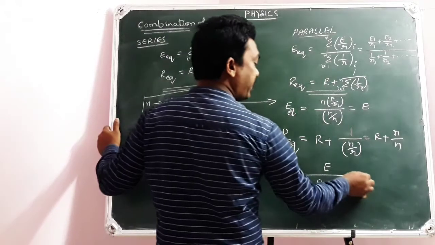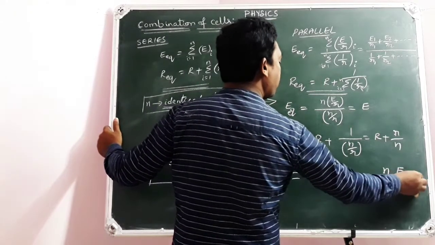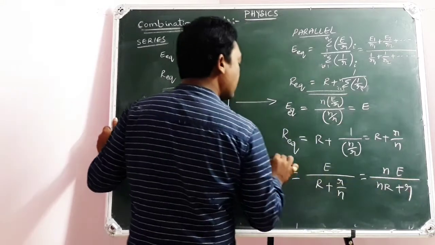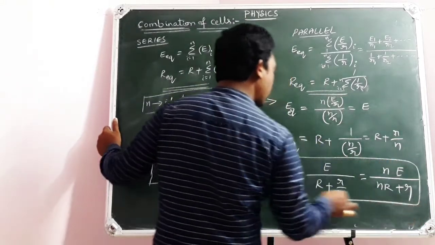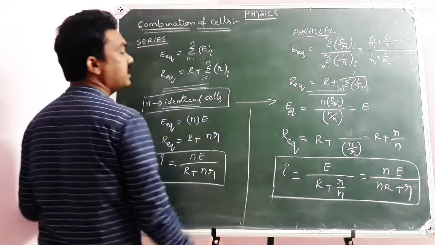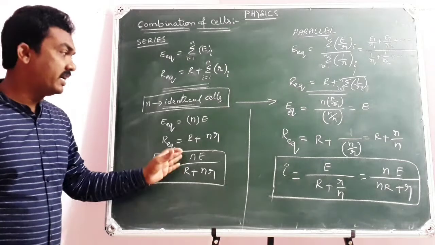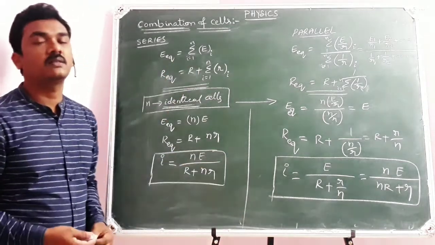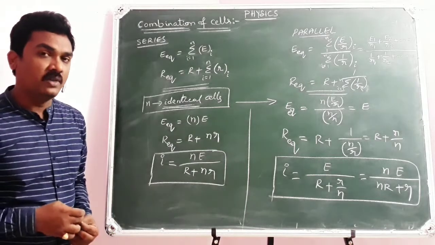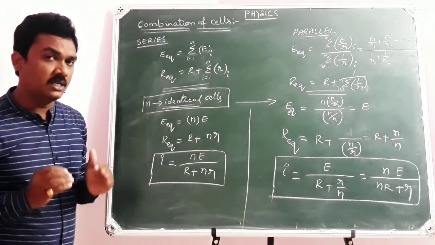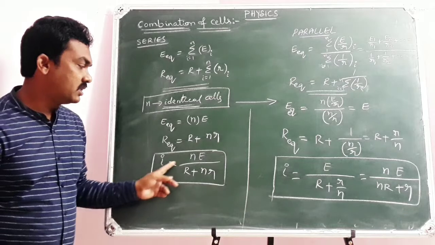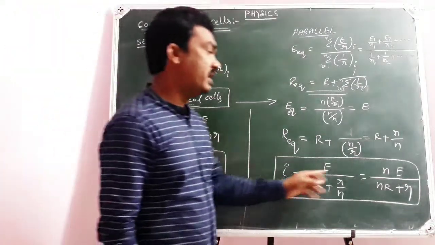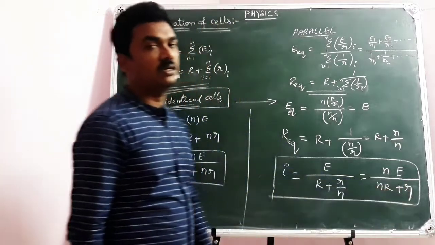Of course, you can rewrite this as N into E by NR plus R. So this is how there will be equation for circuit current in series combination and in parallel combination with identical cells. These are for different cells, here it is for identical cells. So the conclusion is, if N identical cells are connected in series, then circuit current I is equal to N into E by R plus NR. And if they are in parallel, N into E by NR plus R.